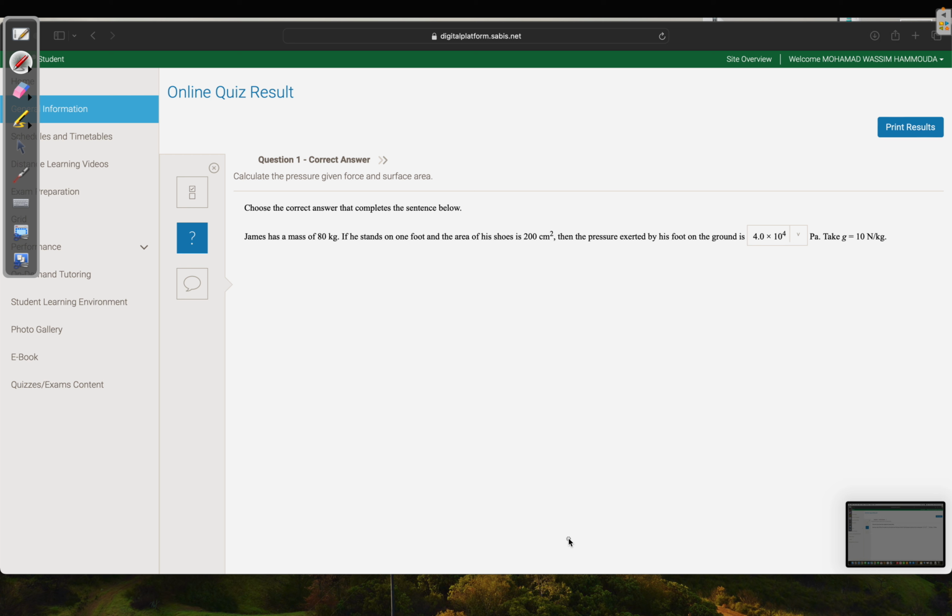Okay, let's go. James has a mass of 80 kilograms. If he stands on 1 foot and the area of his shoes is 200 centimeters squared, then the pressure exerted by his foot on the ground is... Okay, first of all, we need to... Pressure is force over area.